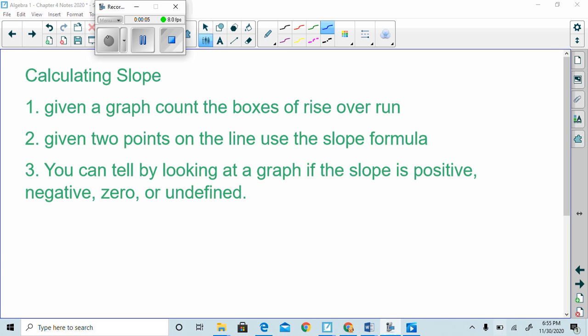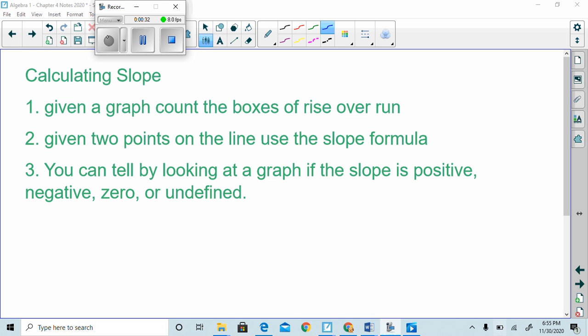In yesterday's lesson, we were working on calculating slope. We found out that if we were given a graph, we could easily identify whether the slope was positive, negative, zero, or undefined by just the appearance of the line on that graph. We also found we could find the value of the slope by counting the boxes of the rise or the fall over the run, left or right.